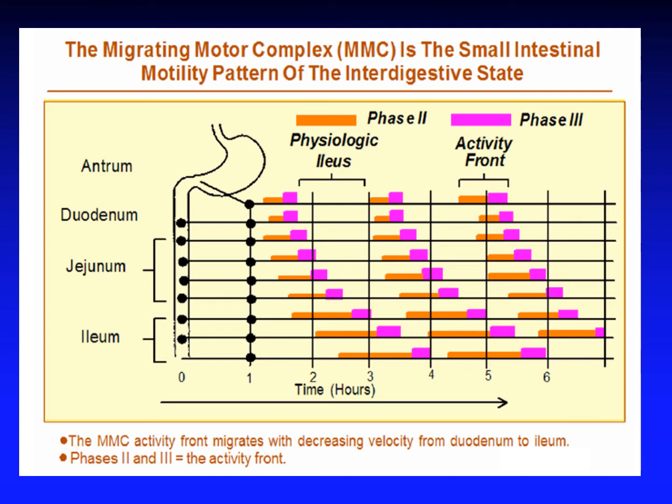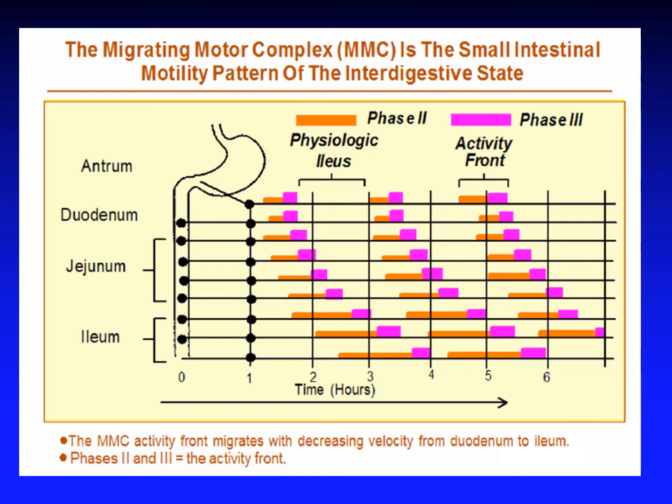So we have three motility patterns in the interdigestive state, when we are not involved in eating. The major one is MMC. Of course, as I mentioned before, there is segmentation and there is power propulsion, which propels basically the ingested or the digested food into the large intestine or to the next intestinal level.